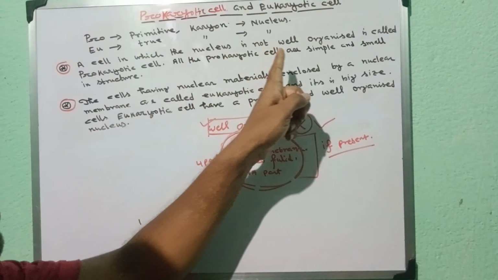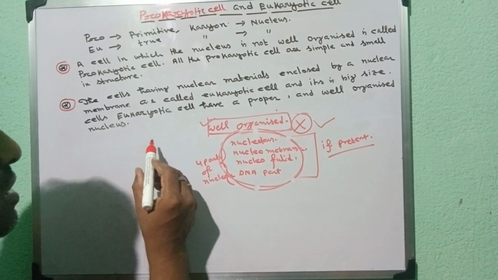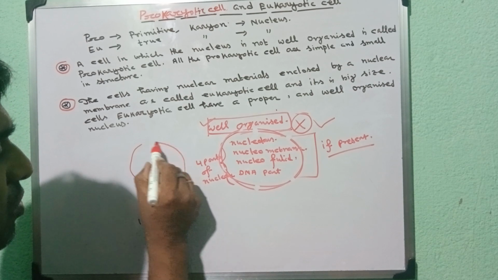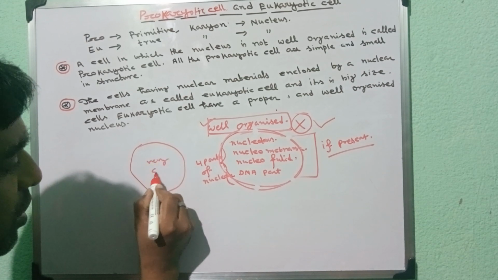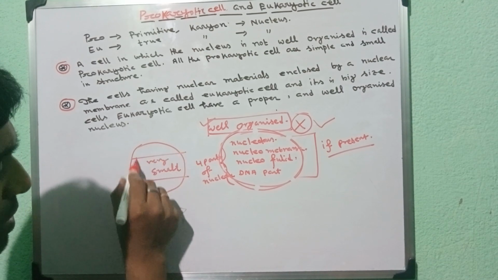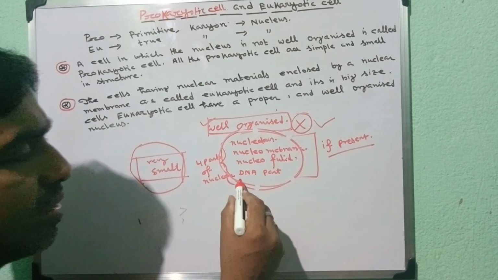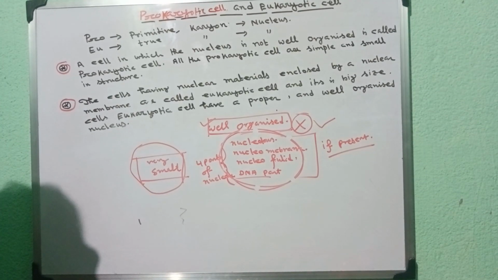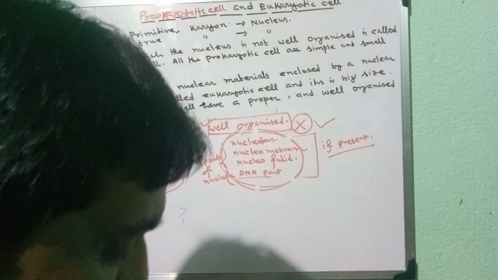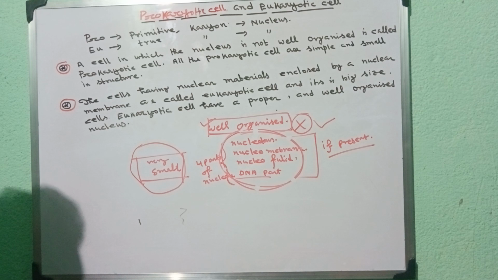All prokaryotic cells are simple and small in structure. Their size is very small, and they are simple, not complex. A nucleoid is present, which is the DNA part, the genetic material of the cell. So this is very simple and small in structure.